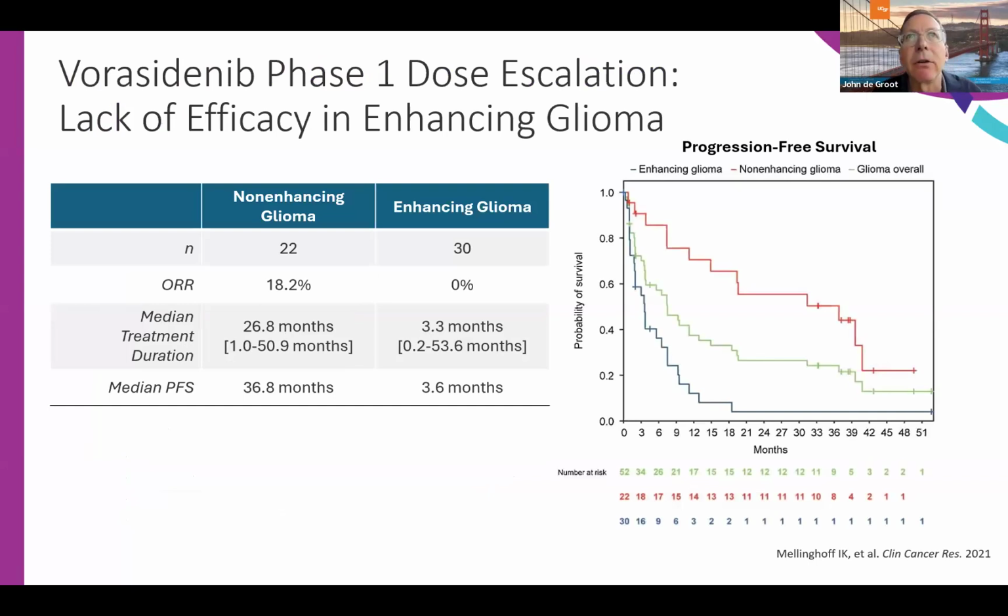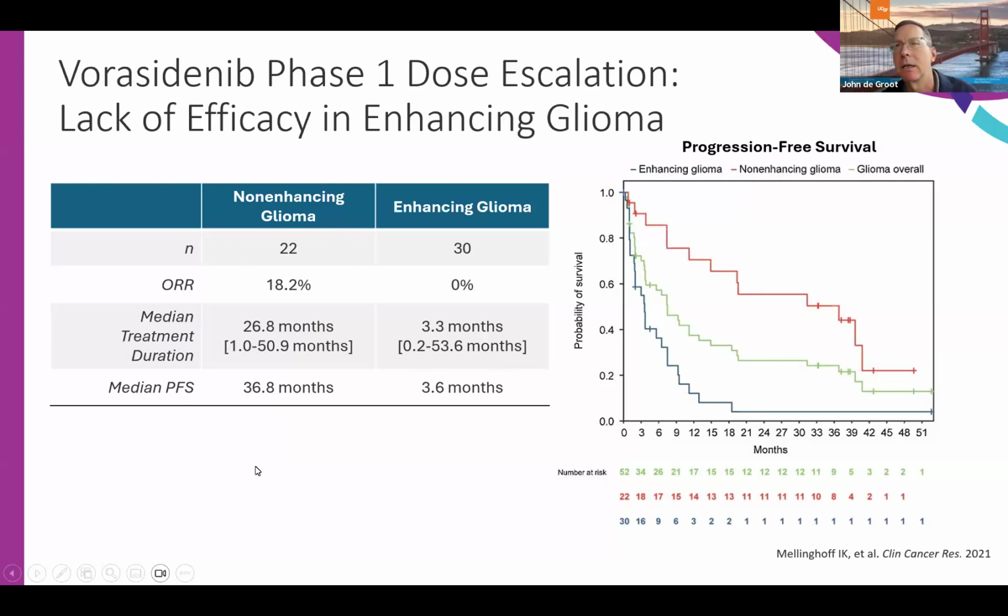And I think the other really important point about Vorasidenib is that so far we don't have strong evidence that it is effective in enhancing tumors. And this is actually a different patient population. This is not newly diagnosed, this is recurrent patients. But you can see in those patients who have enhancing tumors, the median duration of treatment was just a few months before there was evidence of tumor progression compared to the non-enhancing ones.